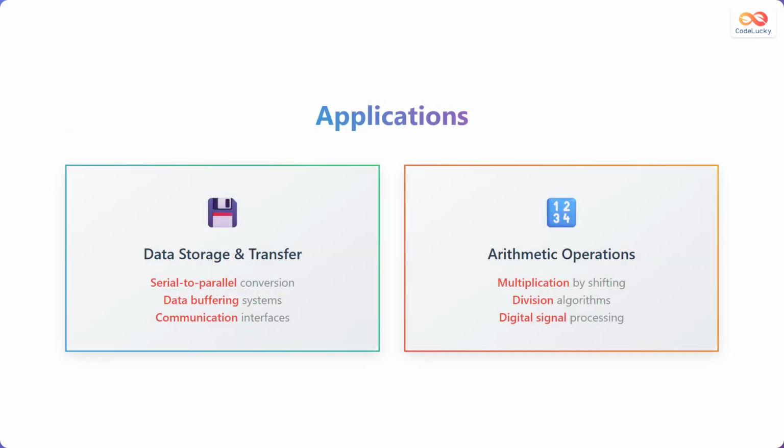Universal shift registers find applications in various digital systems. They are used for data storage and transfer, enabling serial to parallel conversion, data buffering, and communication interfaces. Additionally, they are also used in arithmetic operations, facilitating multiplication by shifting, division algorithms, and digital signal processing.